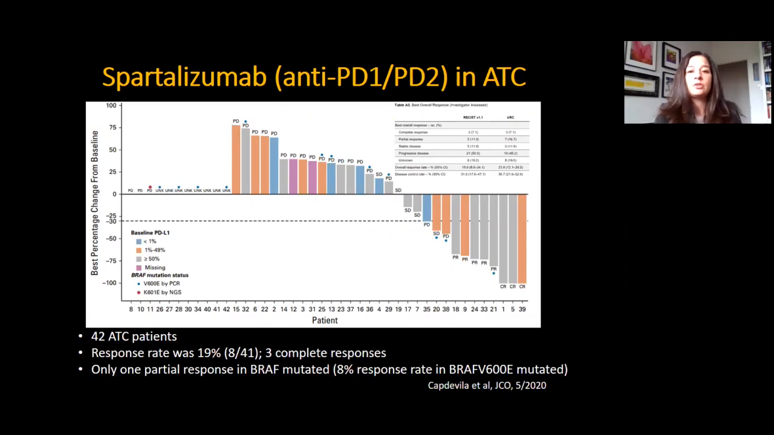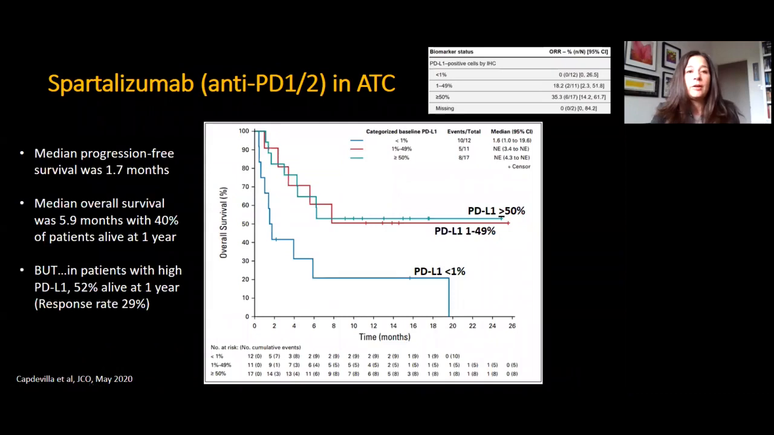42 anaplastic thyroid cancer patients. We saw some nice responses with this drug, but only one response in 8 anaplastic thyroid cancer patients with BRAF mutation. So we don't recommend it for BRAF mutated patients as a single agent.